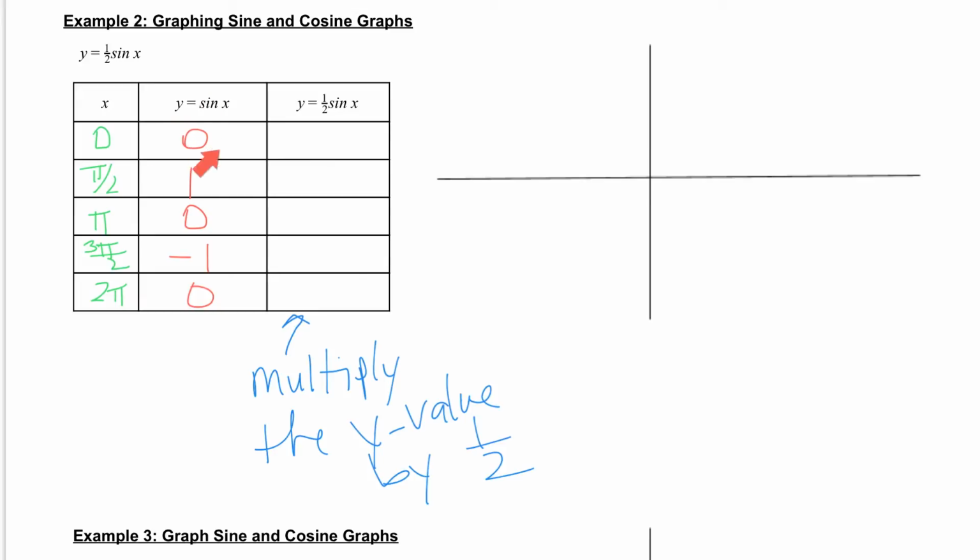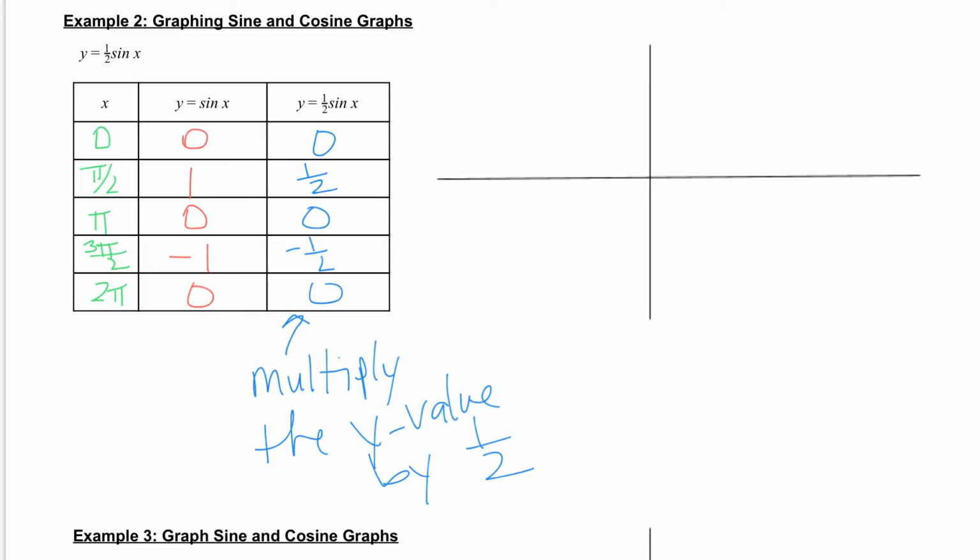So what we're doing is we're taking 1/2 times 0, which is still 0. Then we're going to take 1/2 times 1, which is 1/2. And then we're going to take 1/2 times 0 again, which is 0. 1/2 times -1 is -1/2. And then finally 1/2 times 0 one more time, which is still 0.